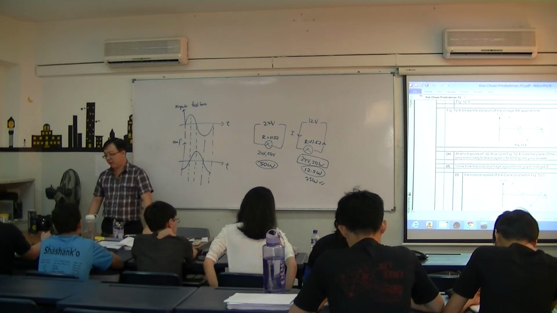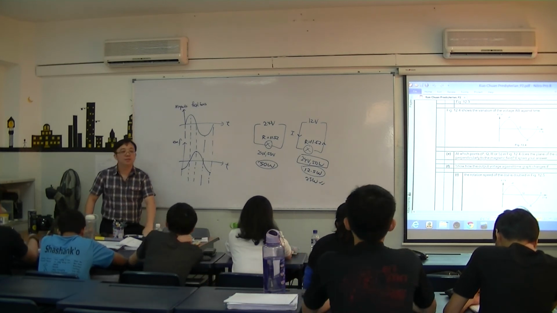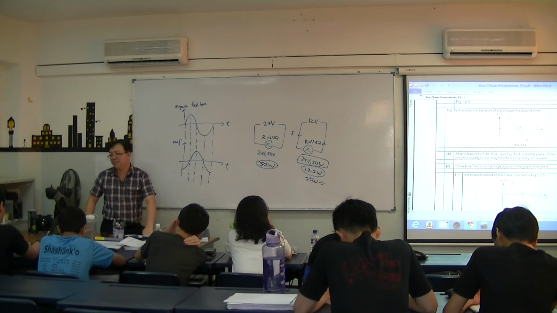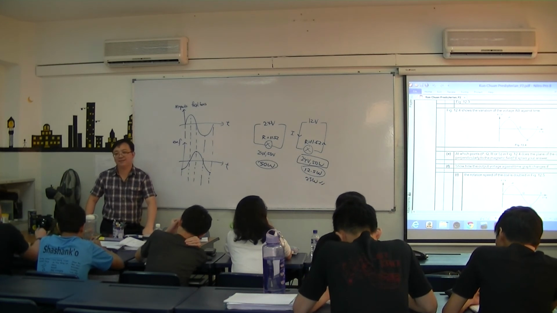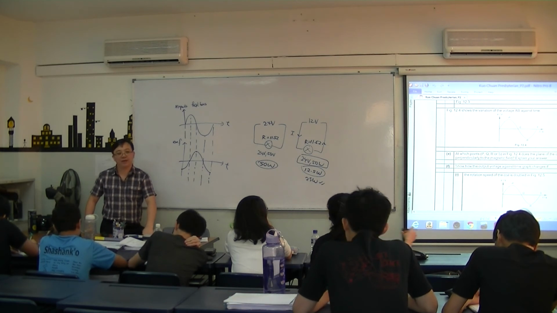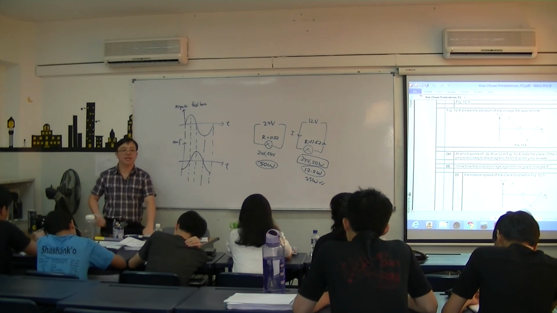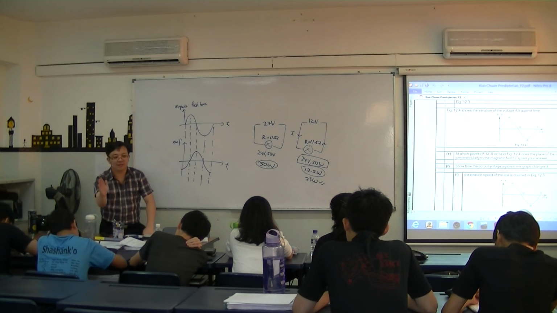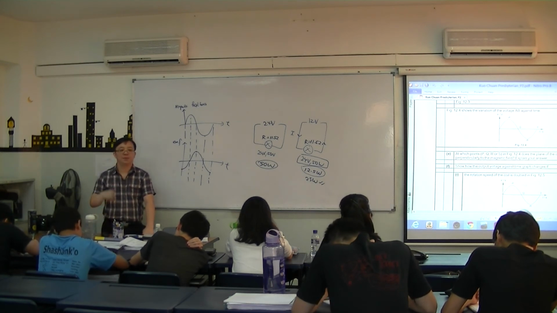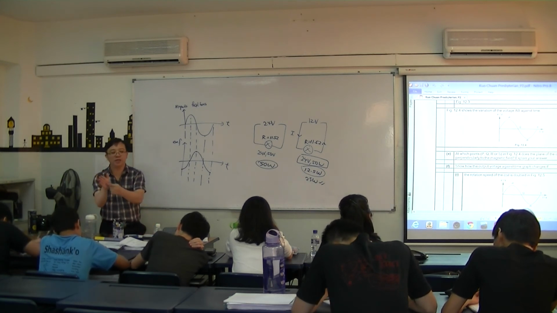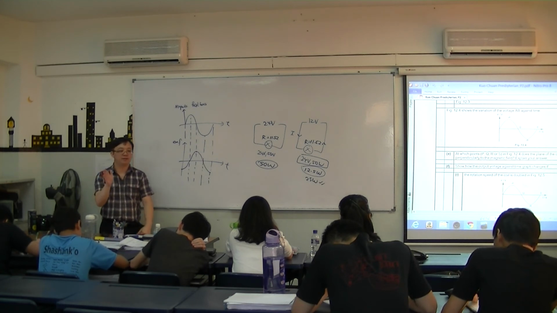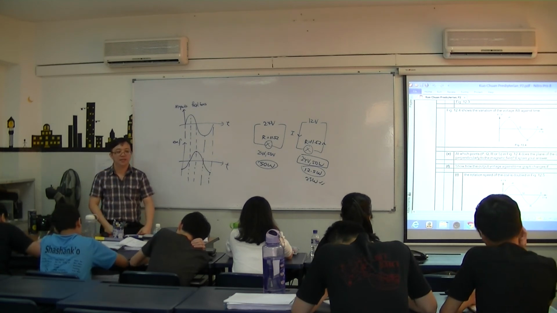Now, in part E, which point? P, Q, R, S, which one? Q and S, right? Q and S have 0 EMF, so initially it must be in the vertical plane, right? The plane must be perpendicular to the magnetic field lines. All right? Any question?